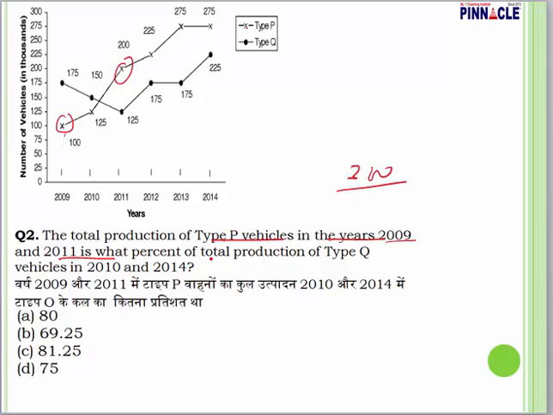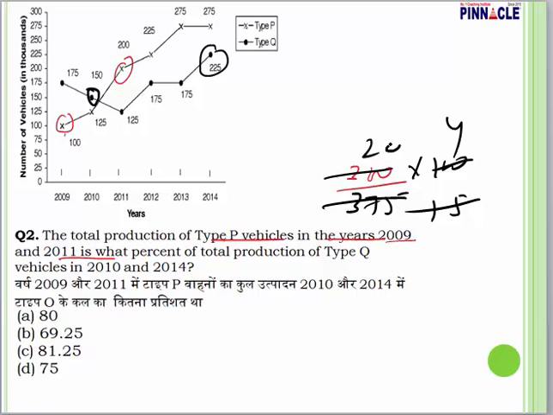300, divided by what percentage of total production of type Q in 2010 and 2014. Type Q in 2010 is this, 150, and then 2014, type Q, this is 225. So 150 plus 225, that would be 375. So 300 divided by 375 into 100 should be equal to 80%. 80% is the answer. Answer is A.